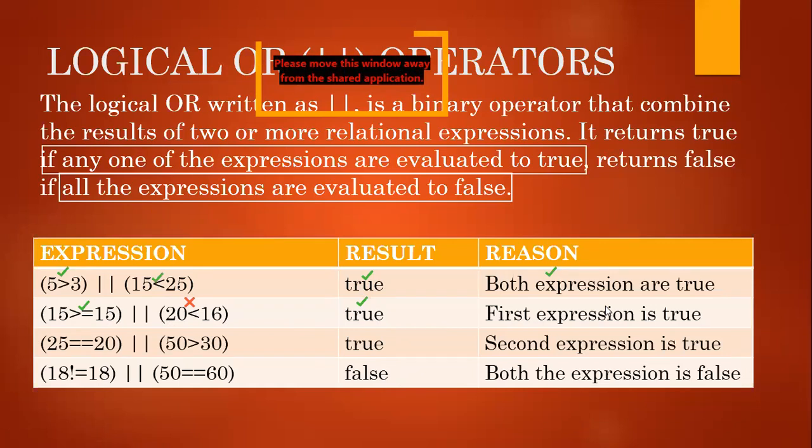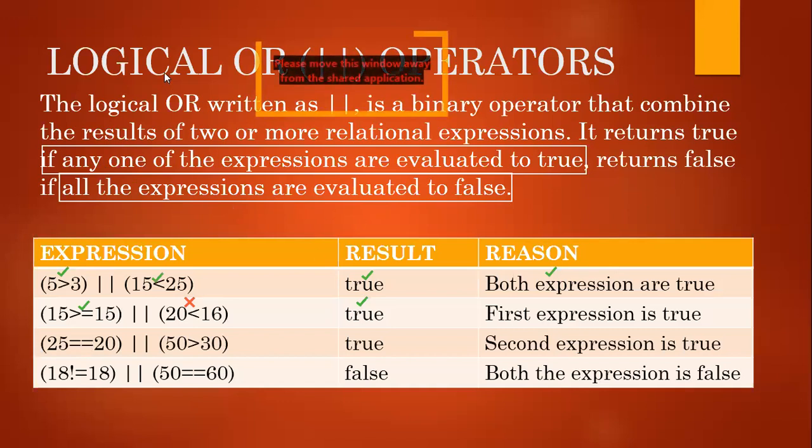If there are 5 expressions, and even one expression is true, it will still result in true. So understand, the OR operator works in such a way that even if any one of the expressions is true, it will return true. And for OR to return false, all the expressions have to be false.